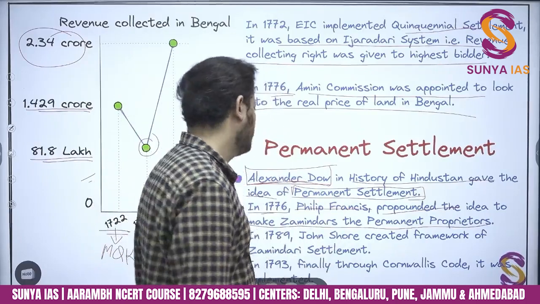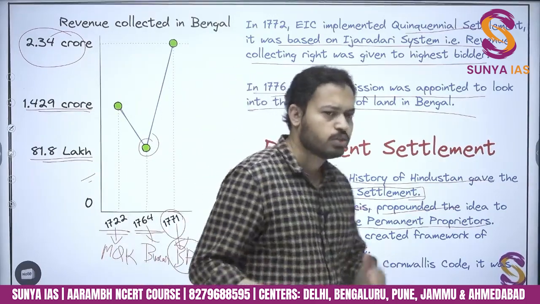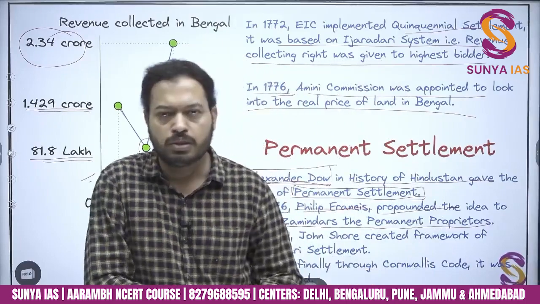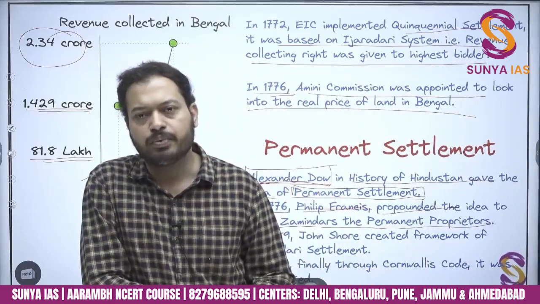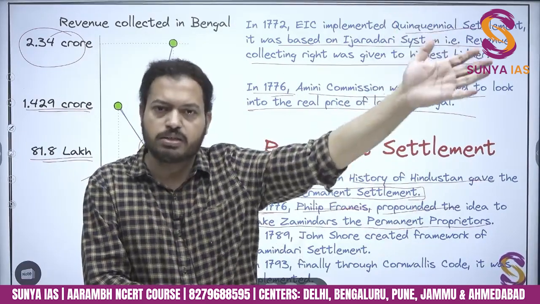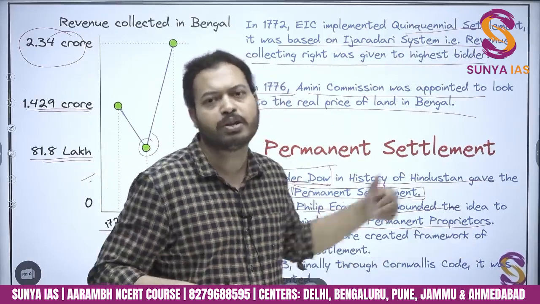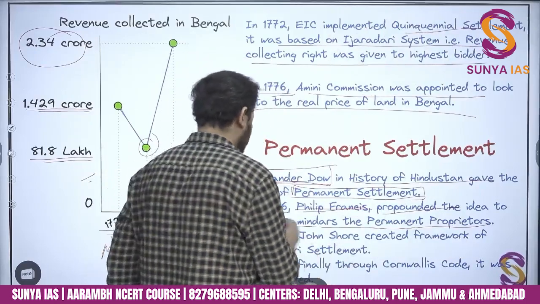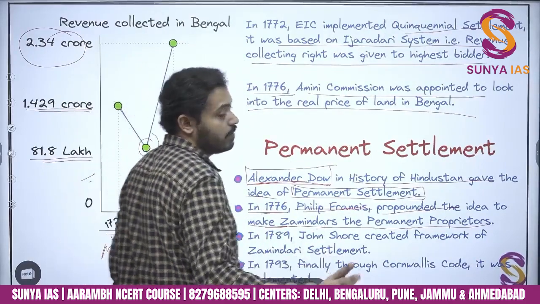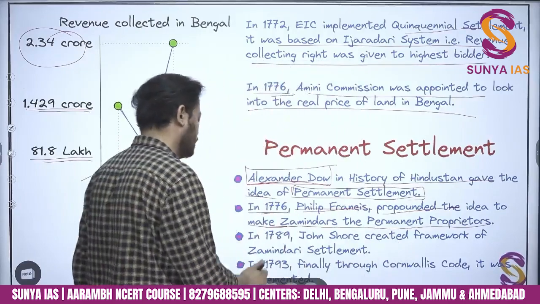Then next year, Philip Francis said that why don't these erstwhile zamindars be made the permanent settlers, the proprietors of the land, because we already know them. They have done this work for years and years. If we are going to find a new person, we have to train them in the revenue collection work. These people are already there. So it's but natural that we give them the proprietary ownership of the land. Till this time, there was no proprietary ownership of land in India. Everything belonged, in a way, to the king only.